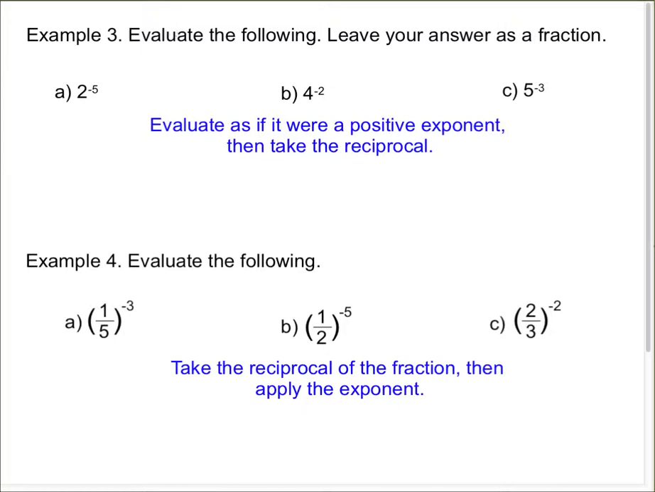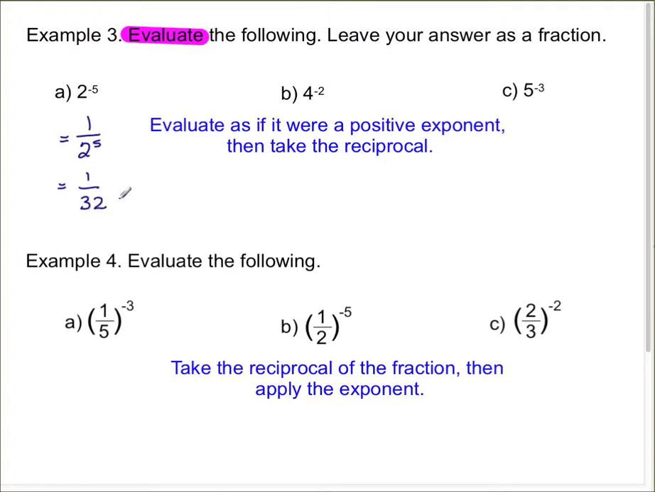Evaluate. Now here's that magic word. Evaluate means I need a final answer. I don't want a power for my final answer. I need a number or a fraction. And in this case it says leave your answer as a fraction. So 2 to the negative 5. We're going to write it first as 2 to the positive 5, and then it has to be over 1. But because this word evaluate is here, I have to actually figure out what 2 to the 5th is. And 2 to the 5th is 32. So that's 1 over 32.